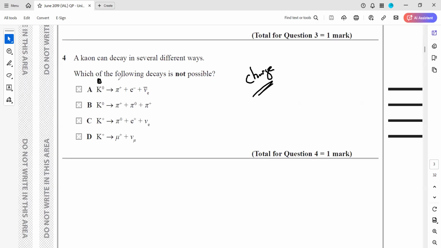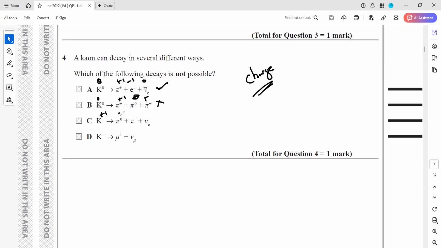So here is 0, +1, -1. So here the charge is conserved. So this can be possible, in terms of the charge. This is 0, +1, +1, and 0. So this is not possible in terms of the charge.